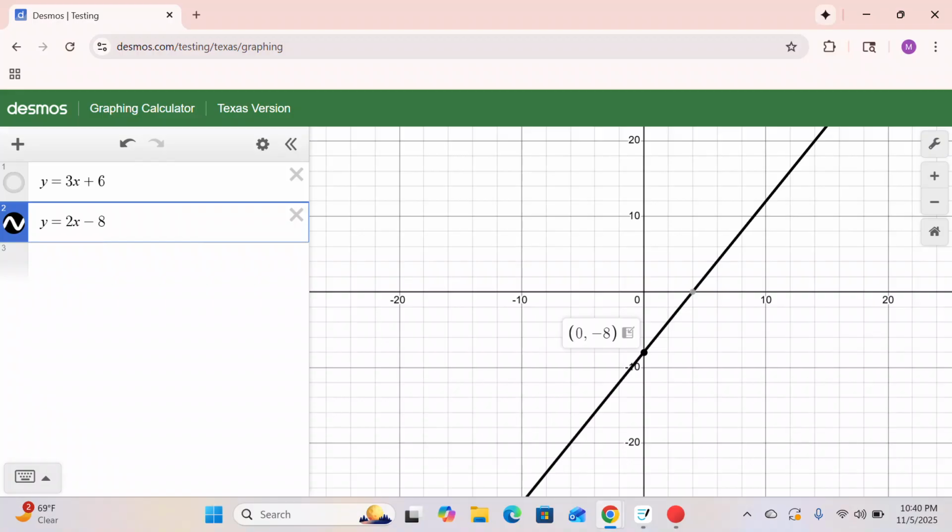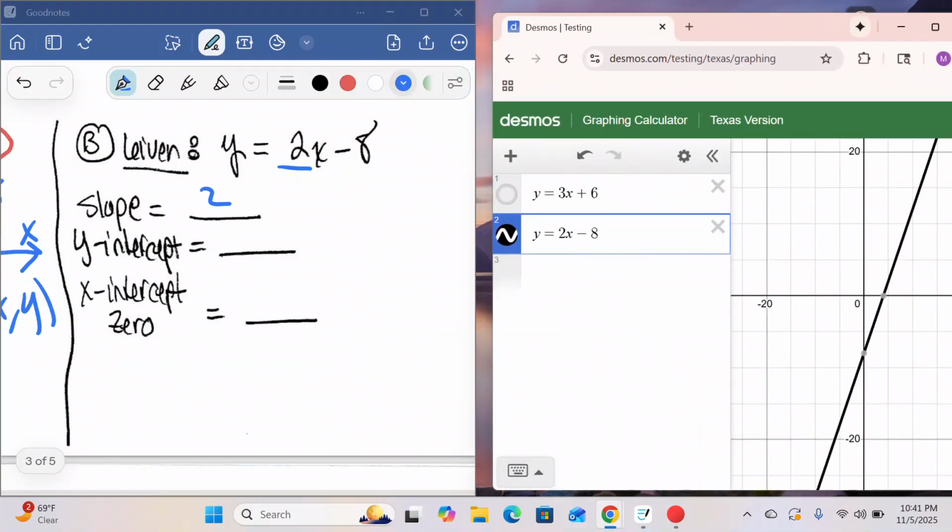I want to find my x-intercept, or my 0. There it is, 4 comma 0. If I want to know what is my x-intercept, or my 0, it is 4 comma 0. It's where that line crosses the x-axis. If I'm given the y-intercept, all I have to do is look at where it crosses the y-axis, and it is 0 comma negative 8.